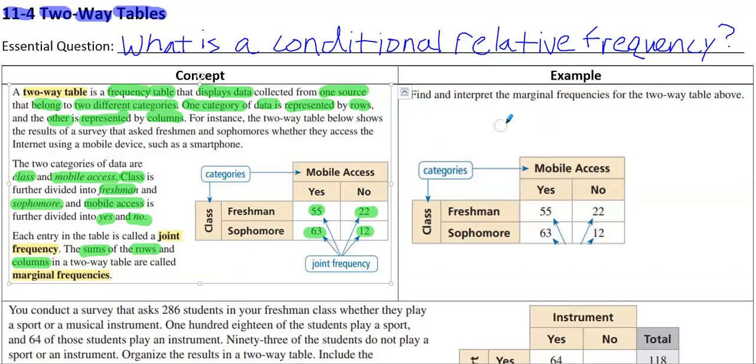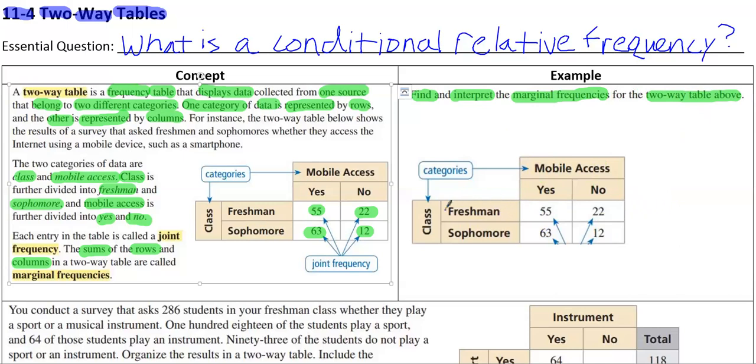So why don't we jump over here to an example to do those. Find and interpret. So we have to find and interpret. Interpret means basically what are the labels. The marginal frequencies for the two-way table, let's say below. All right, so the marginal frequencies are the sum of the rows and the columns. So they usually go out here. They're out on the margins.